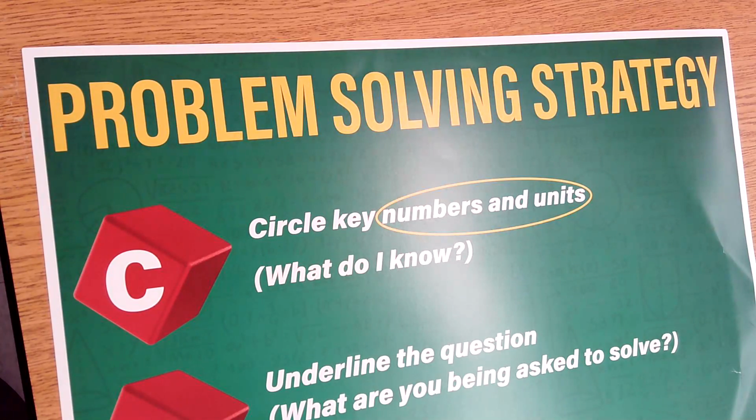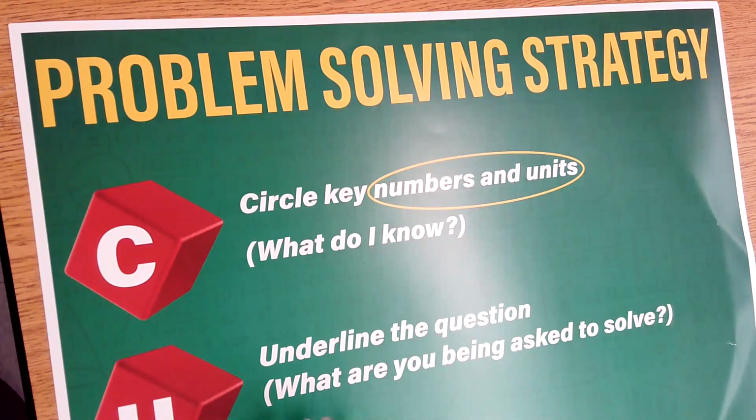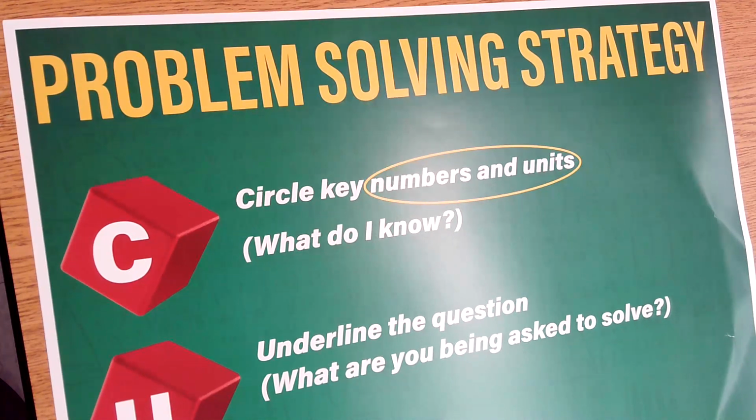A large part of what we work on in third grade is our 1 and 2 step word problems. Throughout Windsor Public Schools, we use our cubes strategy. For the C for cubes, we circle our key numbers and units, and that's where we're thinking about what do I know, what information are they giving me in that word problem.